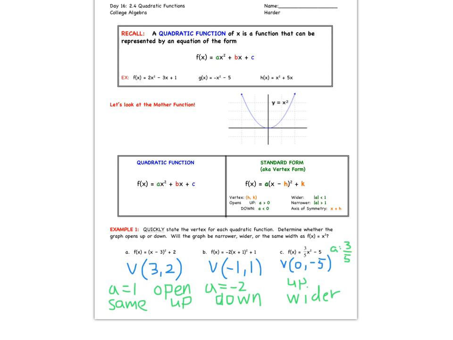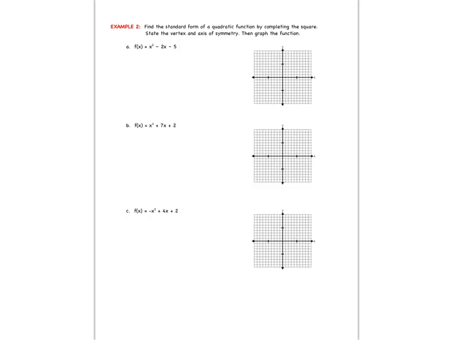transforming it to vertex form, or standard form. Now we're going to find the standard form of a quadratic function by completing the square. This is something we've done before, but it's going to be a little bit different because we're only working on one side of the equation. So let's get started.